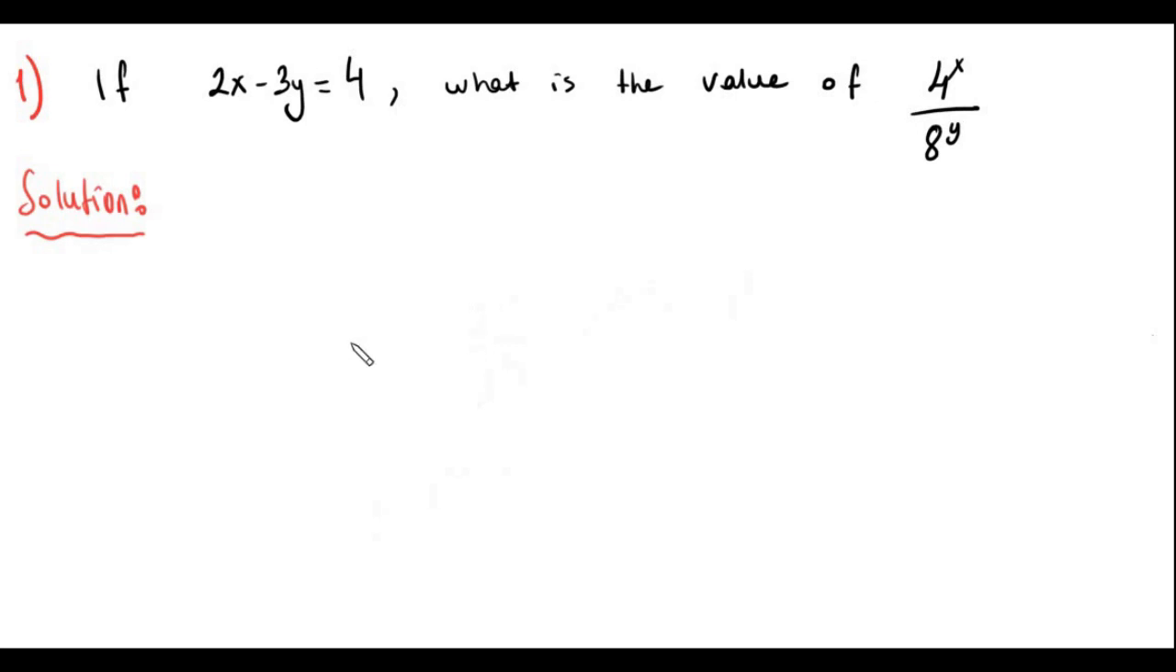Let's do a few examples about some beginning math facts. So, if 2x minus 3y is equal to 4, what is the value of 4 to the power of x over 8 to the power of y? So, let's remember some of the information before solving this question.